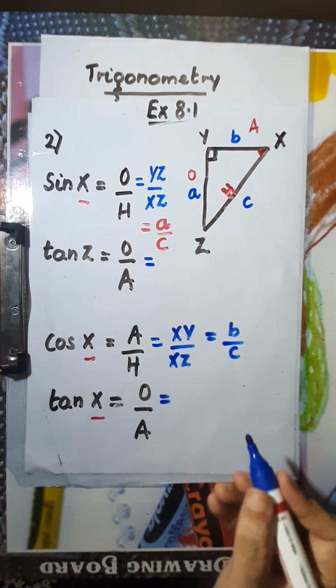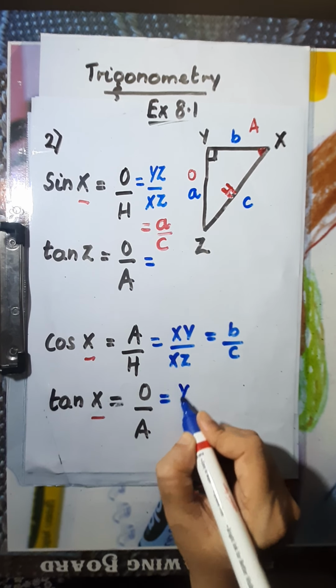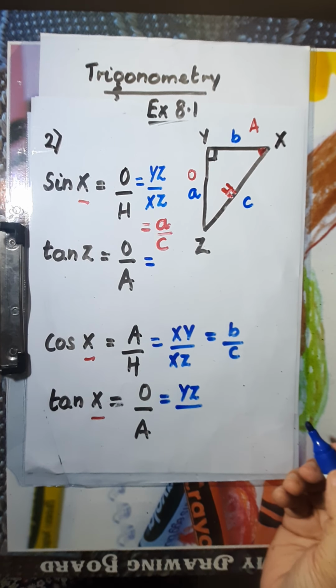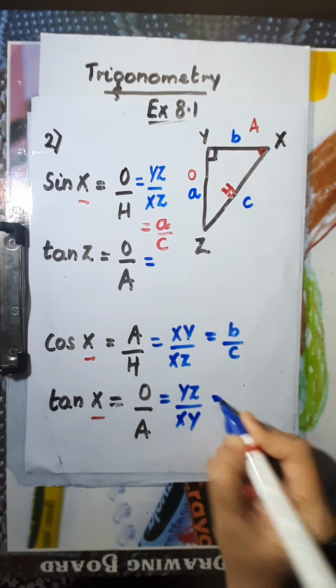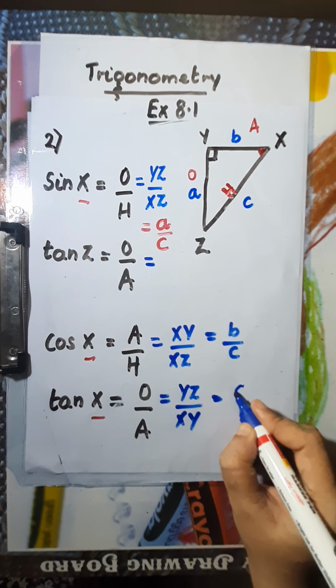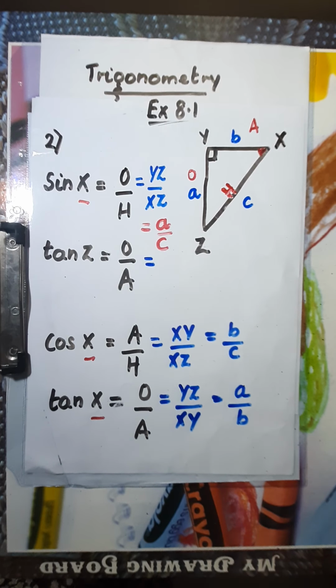Now, what about opposite upon adjacent? What is opposite? YZ. What is adjacent? Adjacent is XY. So YZ upon XY, that is equal to A upon B.